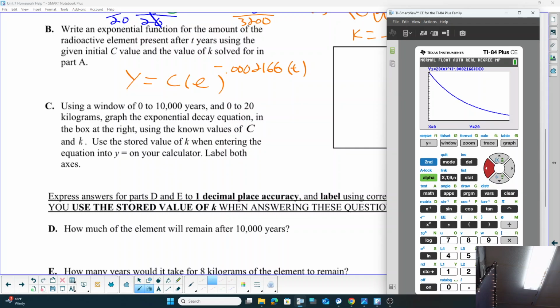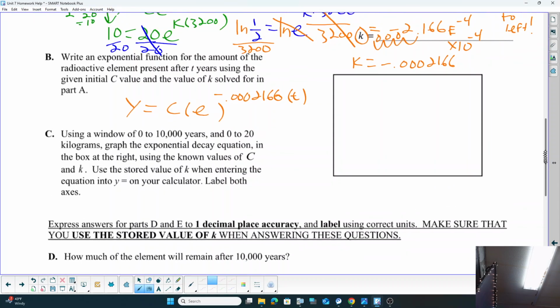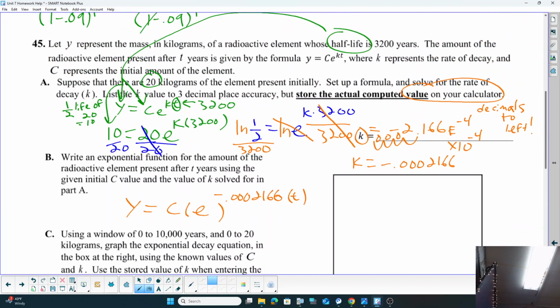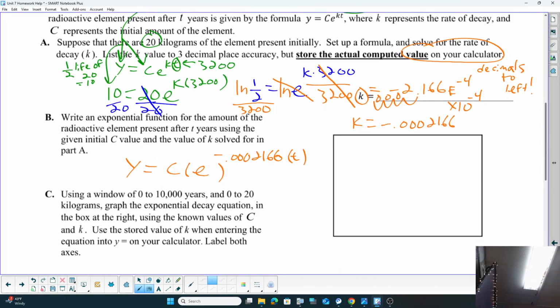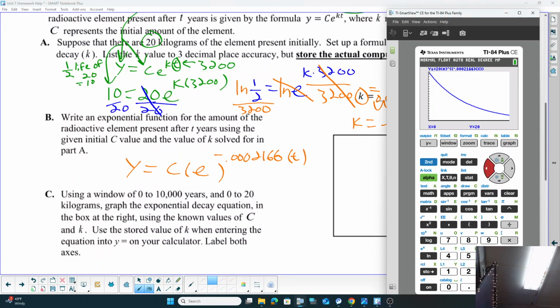Let's see. So way up here at 0.20. Let's double check we're doing this right, actually. Yep, I think so. So there are 20 kilograms initially, and then a half-life after 3,200 years. So it's going to take 3,200 years for that to cut in half to 10, basically. So if we trace to the right, it should be 3,200 when y equals 10. Because that's the half-life. So y equals 10, and there it is, 3,200.